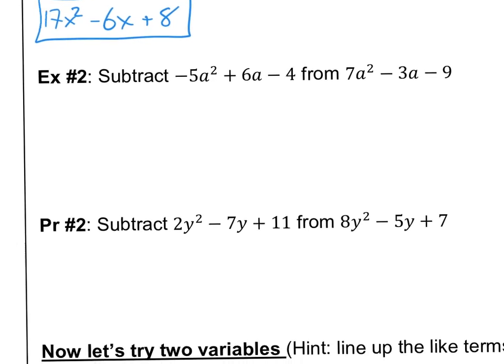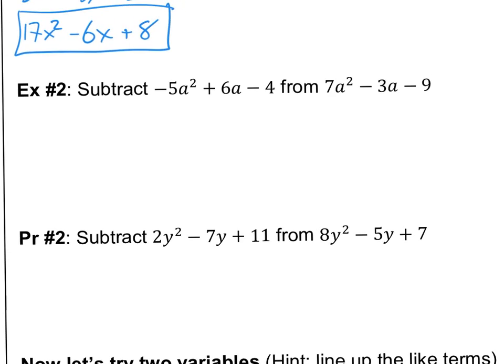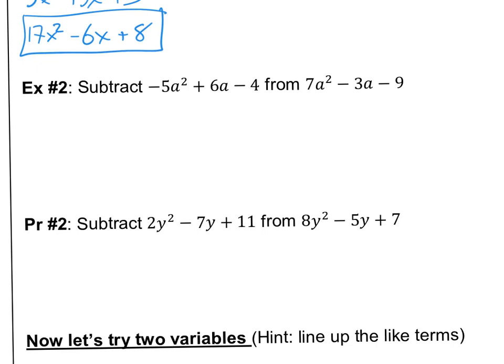Okay, let's talk about example 2. The language here is a little bit tricky. So what I want you to do on this one, see it says subtract this whole thing from this whole thing. For the time being, what I want us to do is just look at the first numbers. Let's pretend, just for a second, that this sentence said subtract negative 5 from 7. Even though it's not written in that order, what that really means is that we're saying 7 minus negative 5, right? That's what it would mean to say subtract negative 5 from 7.